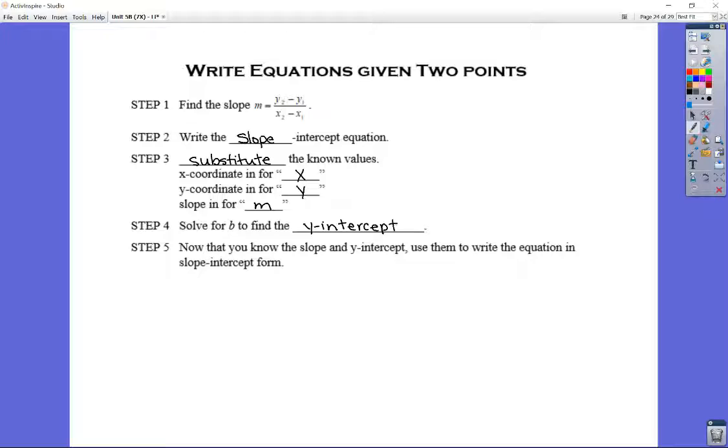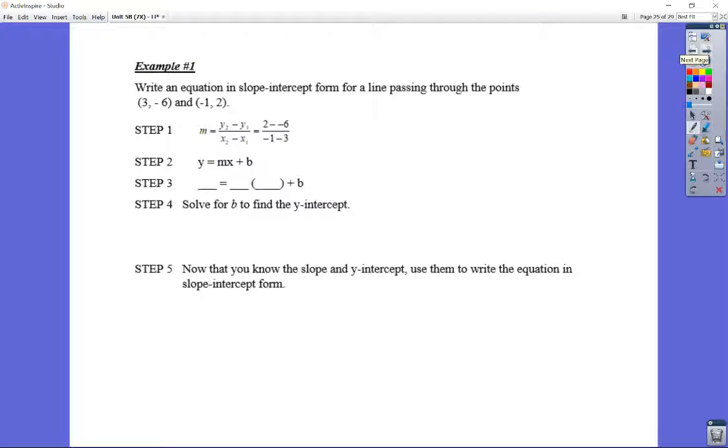Step 5. Now that you know the slope and the y-intercept, use them to write the equation in slope-intercept form. Recall that that's the formula y equals mx plus b. Let's look at the example together. Write an equation in slope-intercept form for a line passing through the points (3, -6) and (-1, 2).